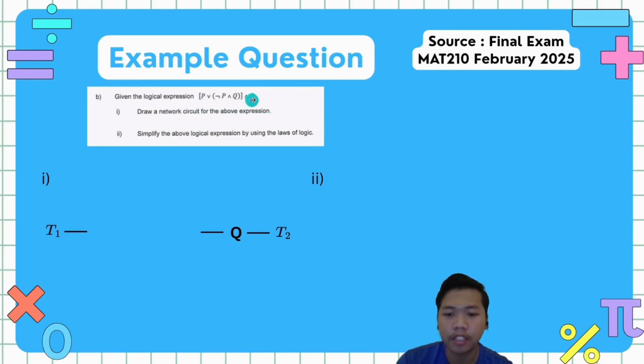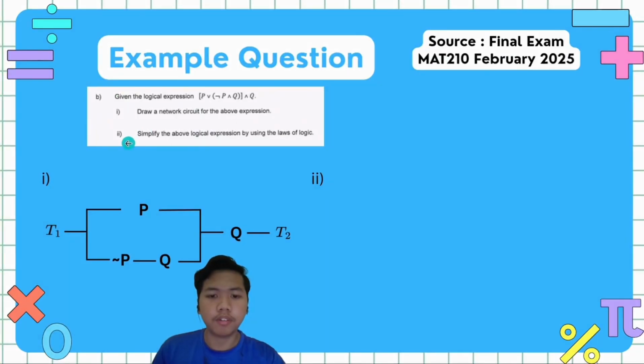We see a disjunction, or the OR symbol. In a switching network, OR means we need a parallel circuit. So we split our path into two branches. On the top branch, we place switch P by itself. Finally, on the bottom branch, we have not P and Q. Since these are connected by another AND sign, we place not P and Q in series along the bottom part.